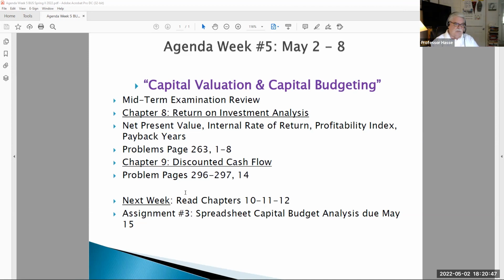The second part of our capital budgeting will begin next week in week 6, where you have chapters 10, 11, and 12, and you'll have assignment number 3 posted next Monday. That assignment is a spreadsheet formatted assignment. All your work will be very similar to what we're doing in chapters 8 and 9, and we'll talk about that on Friday.